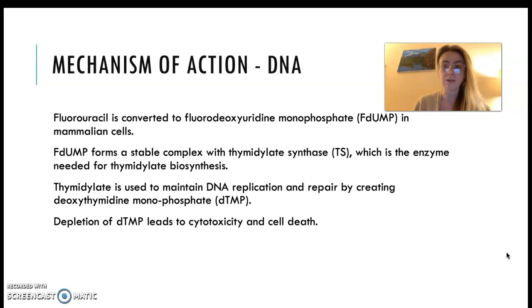In the case of DNA, I was able to find a bit more specifics about how the process goes. Fluorouracil is converted into fluorodeoxyuridine monophosphate in mammalian cells, and this forms a stable complex with thymidylate synthase, which is the enzyme that is needed for thymidylate biosynthesis. And since thymidylate is used to maintain DNA replication by creating deoxythymidine monophosphate, this leads to cell death because depleting the dTMP leads to cytotoxicity.